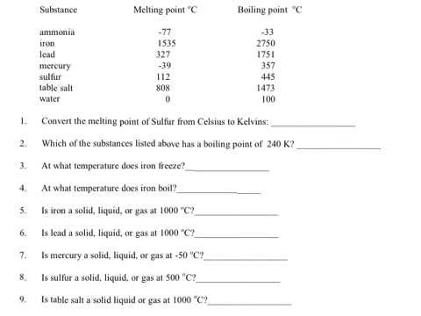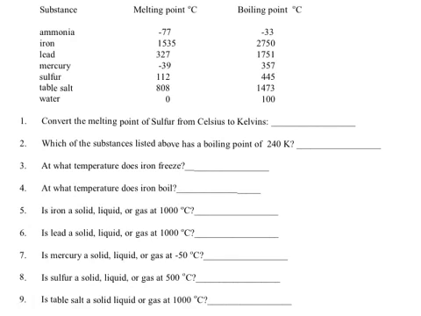All right, let's get started on our state change homework. The first thing we're going to do is convert the melting point of sulfur from Celsius to Kelvins. Now, if I'm going from Celsius to Kelvins, the thing to remember is Kelvins does not have negative numbers, so therefore I'm going to add the temperature absolute zero to it. I'm going to add 273.